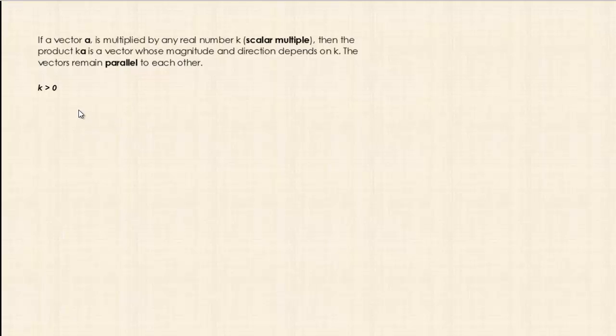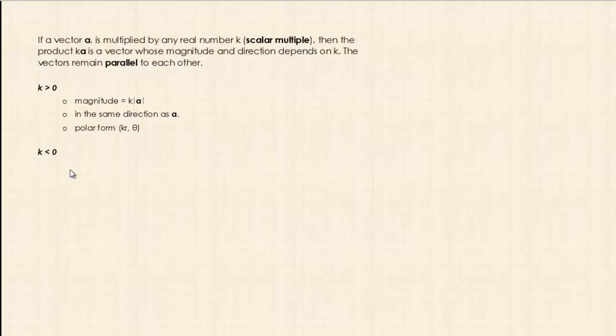If k is a positive number, then the magnitude is just k times a. When I said a, I meant the magnitude of a. It will be in the same direction as a, and the polar form would be kr, theta. Multiplying by a positive constant changes the size of the vector, but not its angle to the positive x-axis.